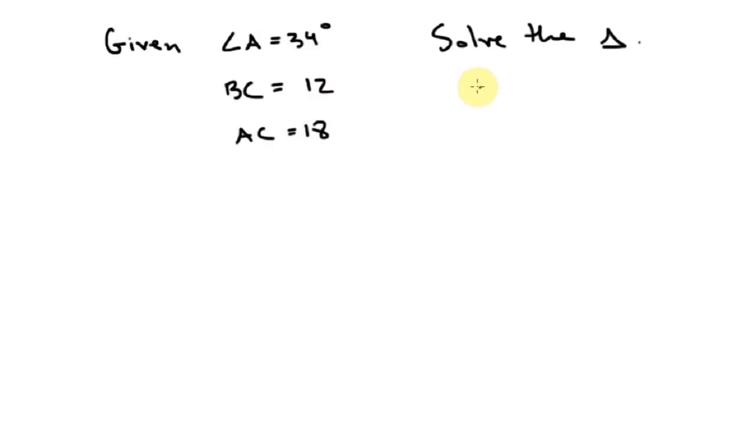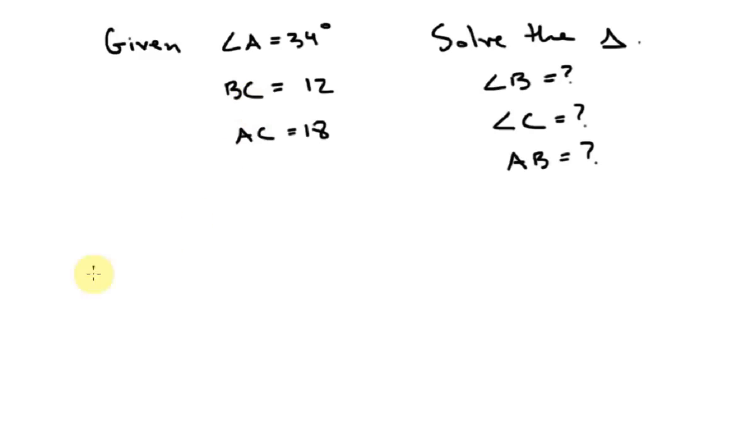Like, I don't know angle B, so that's got to be figured out. I don't know angle C, so that's got to be figured out. And there's one side I don't know. Let's see, I know B to C, and I know A to C. So I guess I don't know A to B. So when it says solve the triangle, it's finding the other missing information.